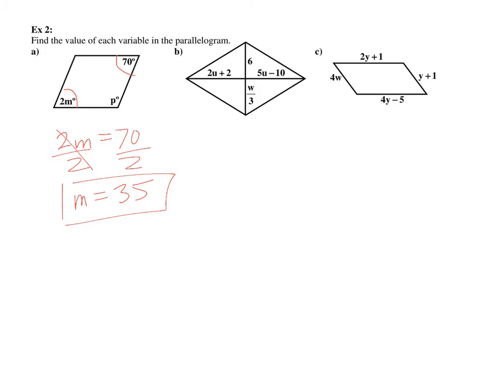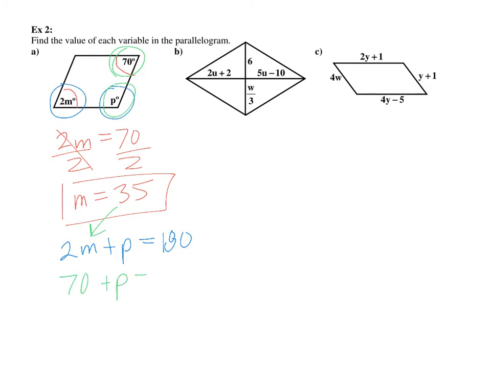Then I know that these two angles are consecutive interior angles. They add up to 180. So 2m plus p equals 180. There's a different way to do that as well. We could have just noticed that these add up to 180. So then you don't have to deal with the other variable. Doesn't matter though. You just figured out what m is, so you could just plug it in here if you wanted. But I'm going to do this. 70 plus p equals 180. Same deal. Doesn't matter how you approach it, you'll still get the same result. All right, done with that one.